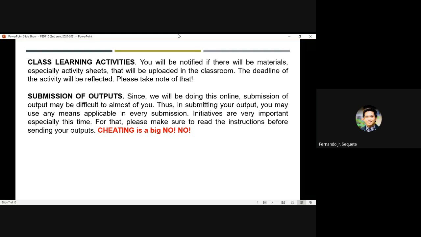That's it. I will give you the activity and then you have to return it to me. That's really the lesson. So any means that works for you, you can do, as long as you submit the output. But this so-called any means has a limitation. I will explain later what any means applicable means. Okay. Another one, initiatives are very important, especially this time.